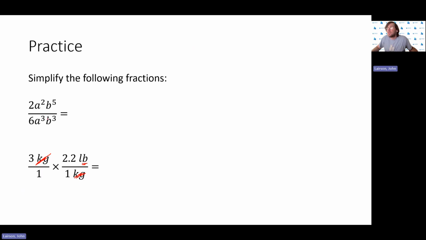So let's look at the first one though. 2a squared b to the 5th over 6a cubed b cubed. I'm going to expand. I'm going to do this not all in one step. I'm going to do it with the letters first and then the numbers. So I'm going to keep the numbers for now. I'm going to kind of ignore them, but they're still following along. So 2 over 6. And I'm looking at the letters. So a squared, that's a times a. I've got b to the 5th. So this is 5 b's. 1, 2, 3, 4, 5. And I've got 3 a's on the bottom. 1, 2, 3. And I've got 3 b's on the bottom.